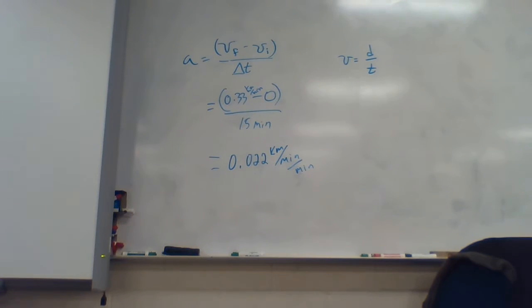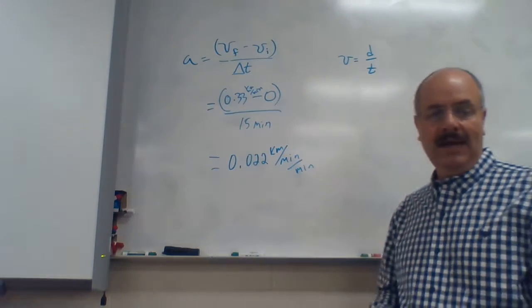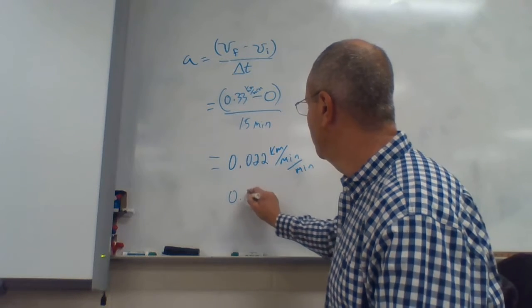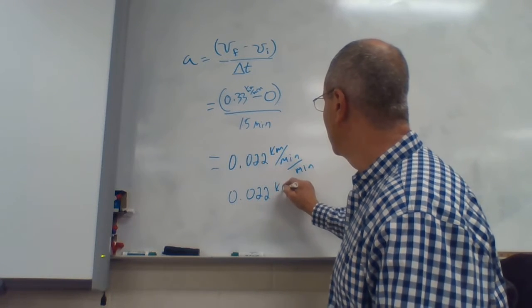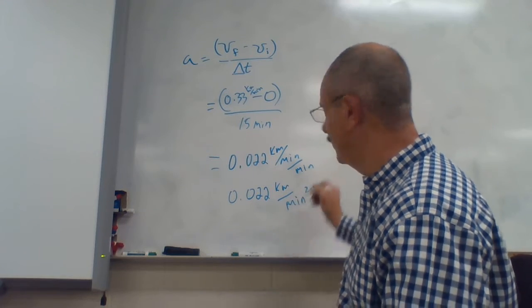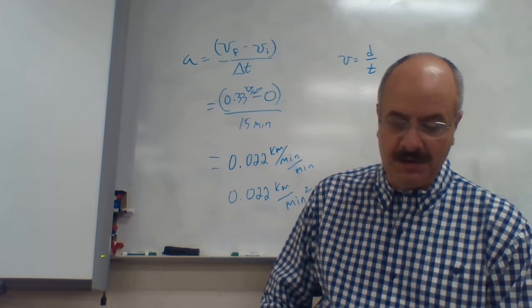Every minute is how much... there go my lights. Hold on, I'm getting turned on. There we go. So every minute, that's what he accelerated by in this time. Now, we could also rewrite this as 0.022 kilometers per minute squared. So that's the first one for number 1, is what you should have.